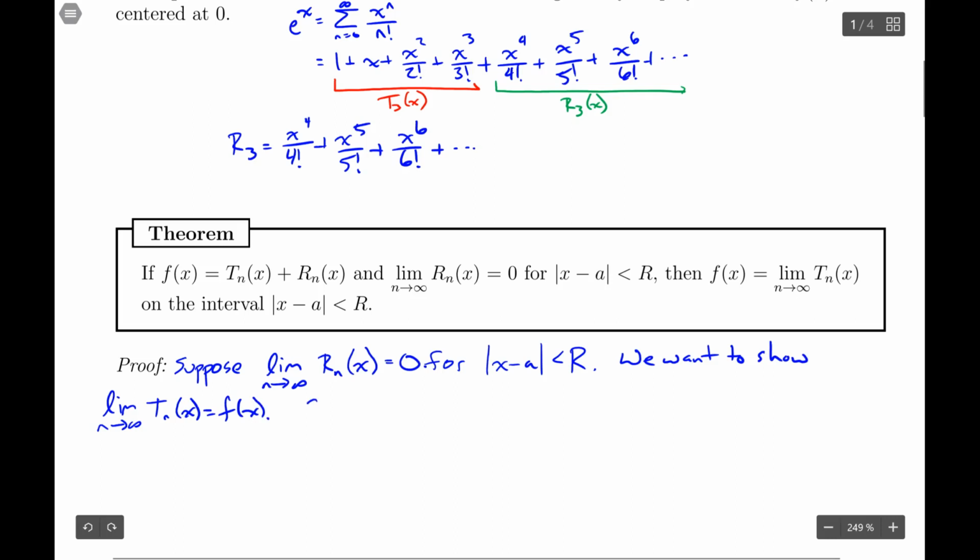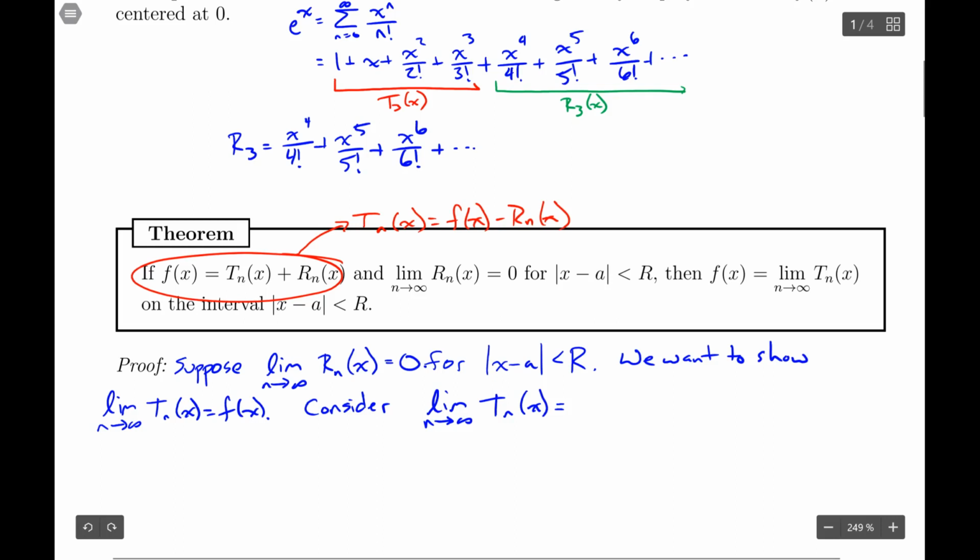Well, let's consider the limit as n approaches infinity of t sub n of x. We know that f of x equals t sub n of x plus the remainder, so if we subtract the remainder from both sides, then we can say that t sub n of x is f of x minus our remainder. So let's use that fact right here. Let's substitute f of x minus our remainder for t sub n of x.